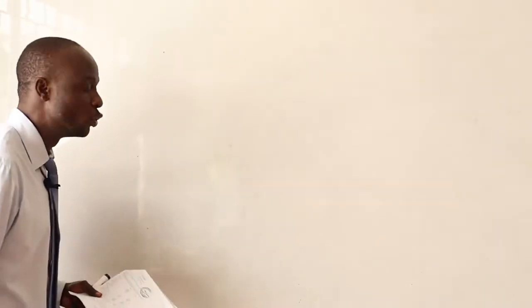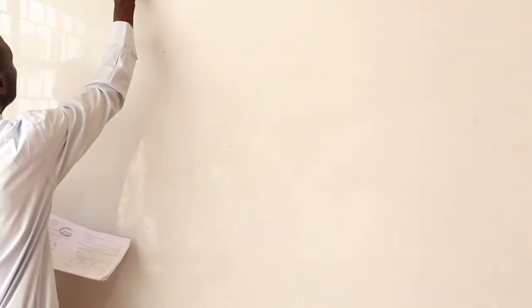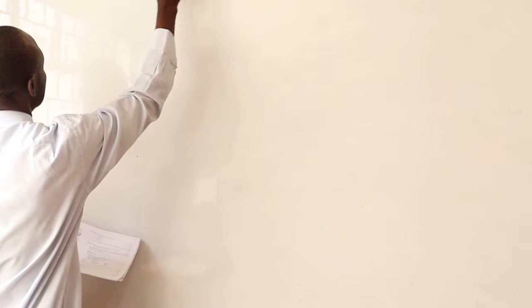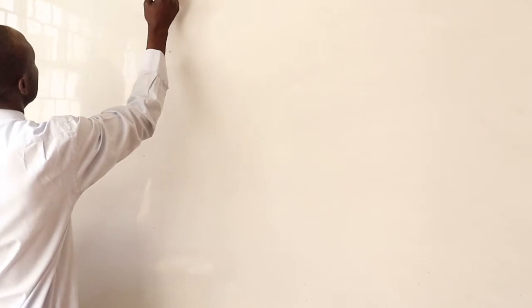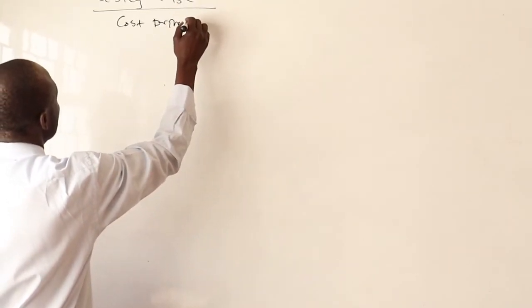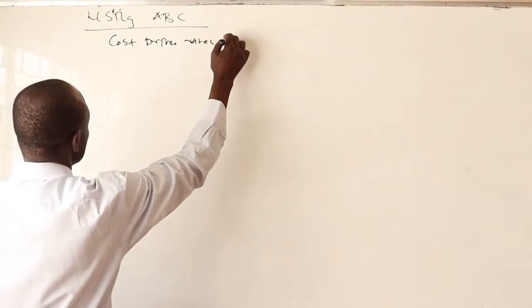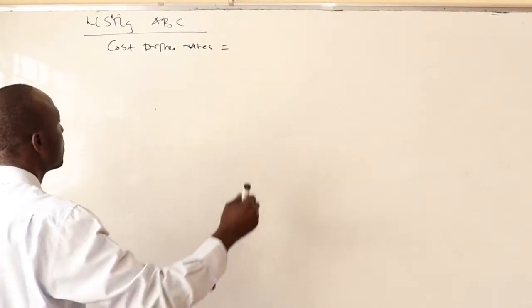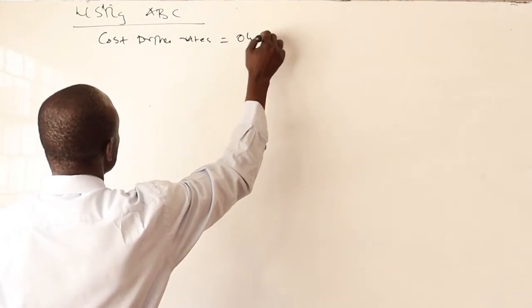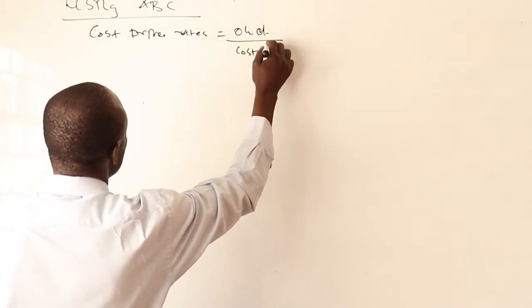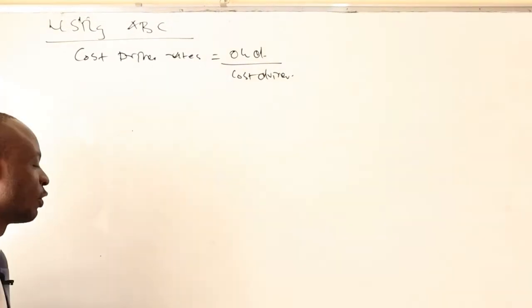So we already solved the question using the traditional conventional method. We're also going to look at using the ABC, or activity-based method. So here we are supposed to determine the cost driver rates, which is equal to overhead over the cost driver.